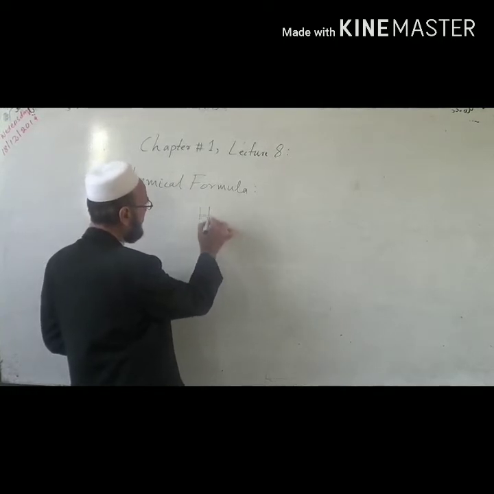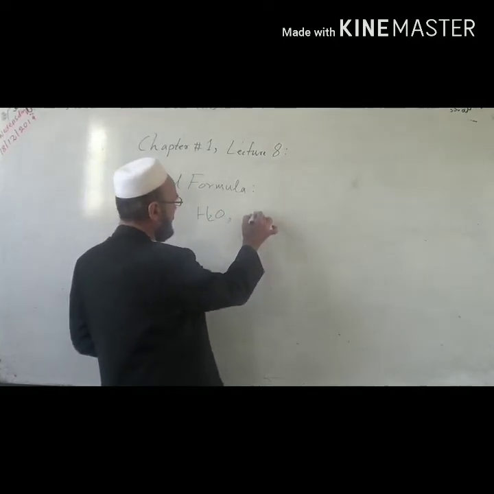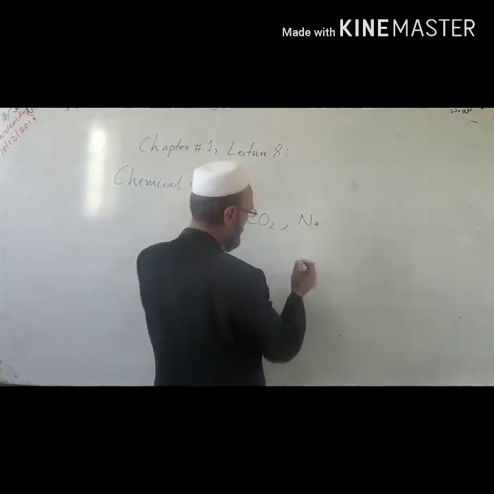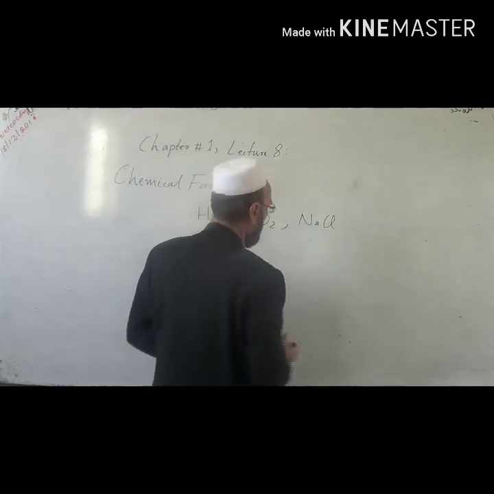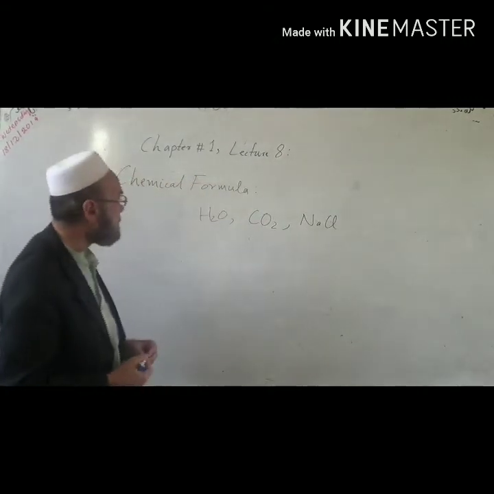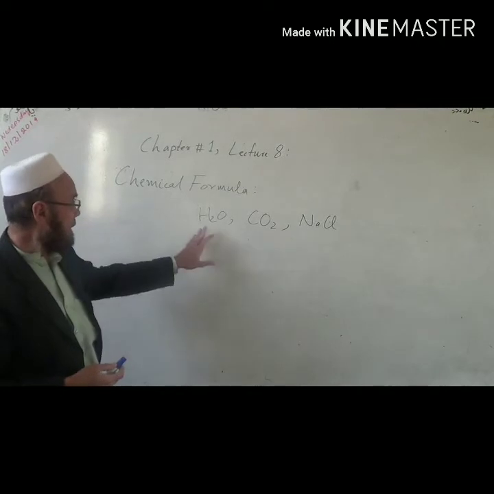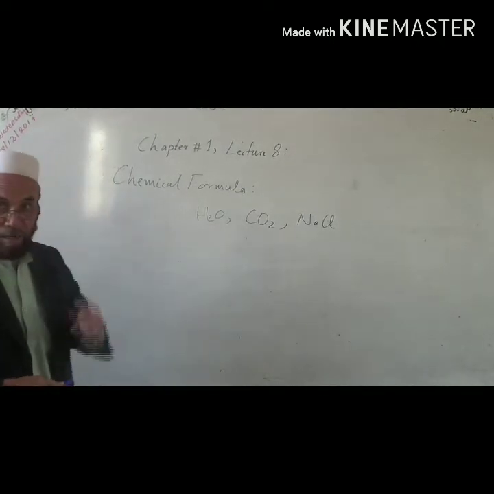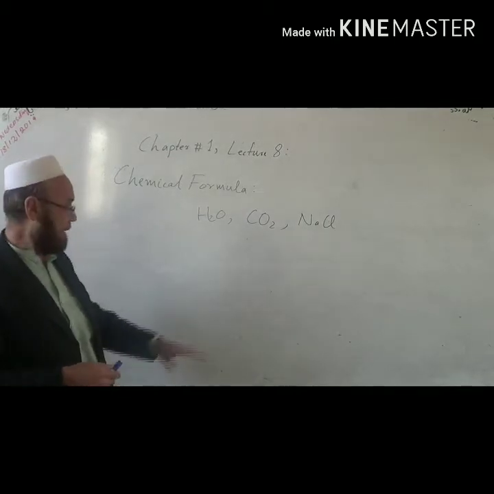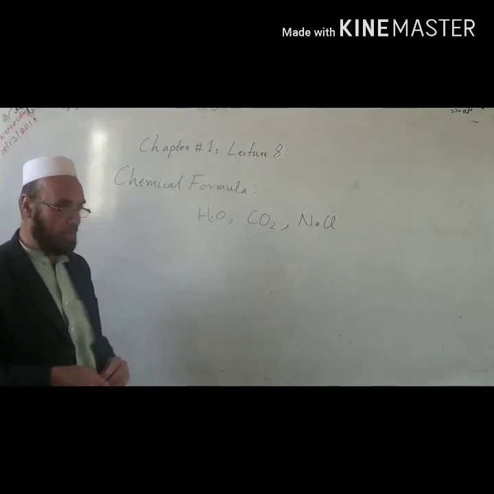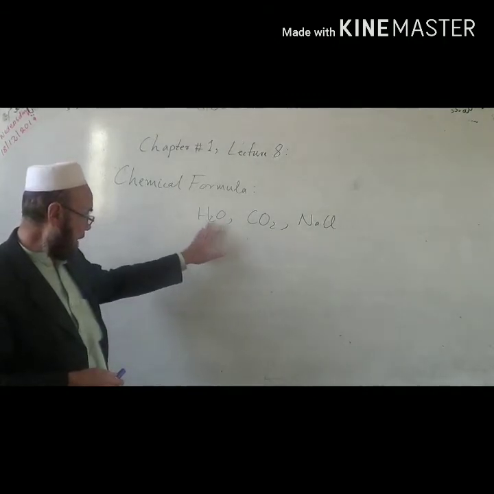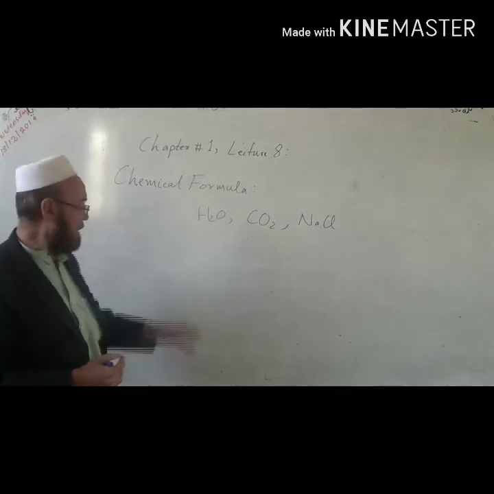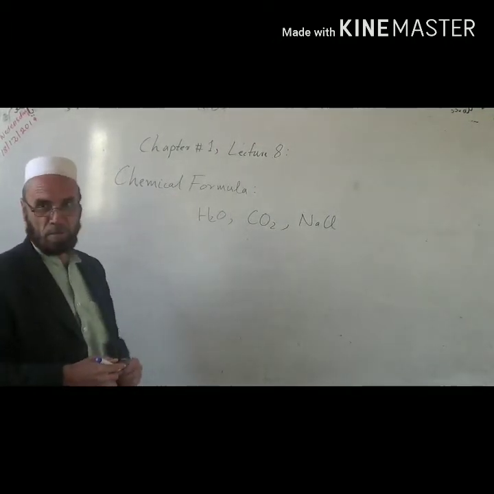For example, H2O, carbon dioxide, sodium chloride. These are the compounds. And as you see, hydrogen and oxygen or carbon and oxygen are the symbols of atoms or elements that are part of these compounds. Here H2O or CO2 or NaCl shows the chemical formula for compounds.